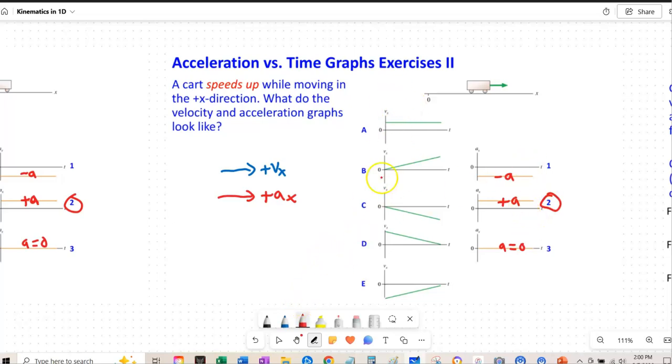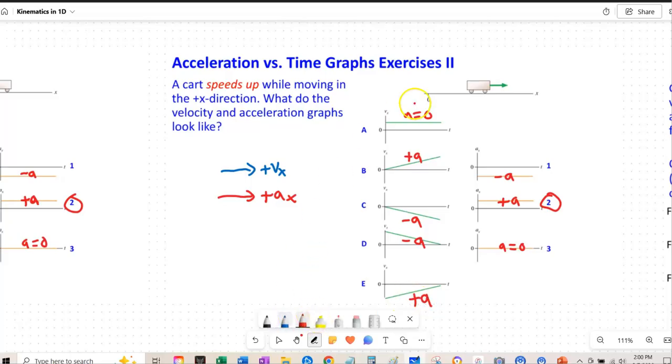Let's go with the slopes now. Here is a 0 slope. This is a positive slope. This is a negative slope. This is also a negative slope. And this is a positive slope.